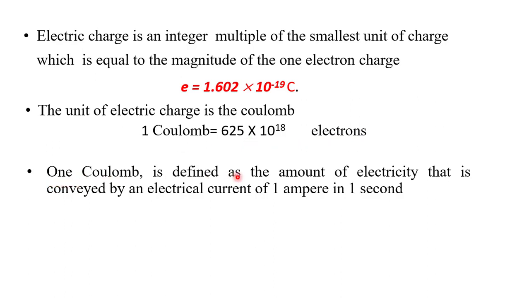One coulomb can also be defined in a different way. For that, consider the definition of current. Current is equal to the rate of flow of charge, that is, current equals charge divided by time. So 1 coulomb is defined as the amount of electricity conveyed by an electric current of 1 ampere in 1 second. That means for a flow of 1 ampere during 1 second, 1 coulomb of charge is transferred. Clear? So this is the definition of 1 coulomb.